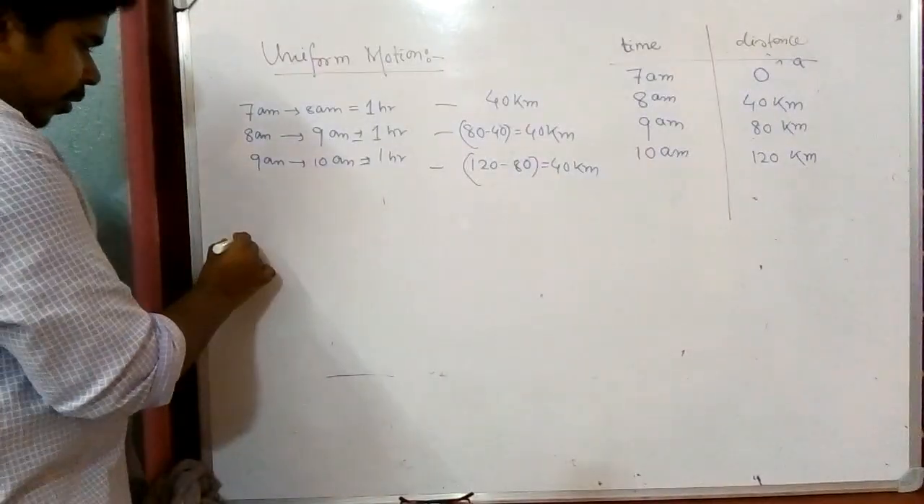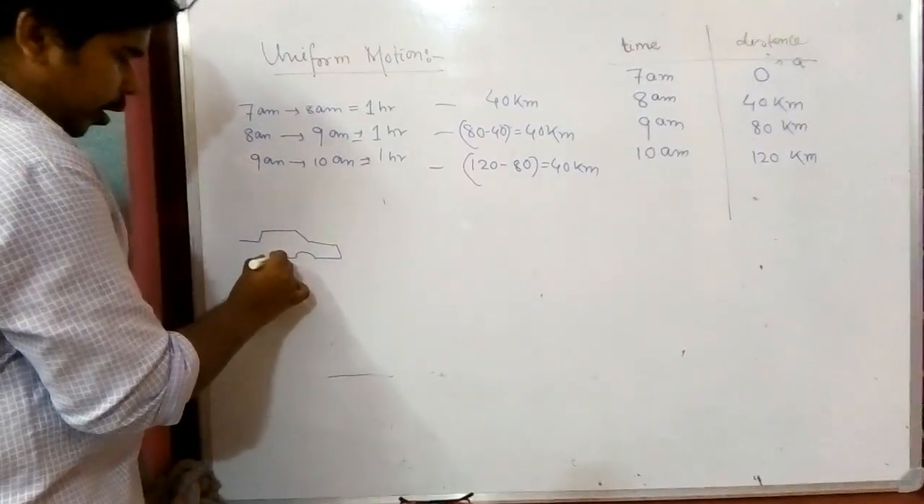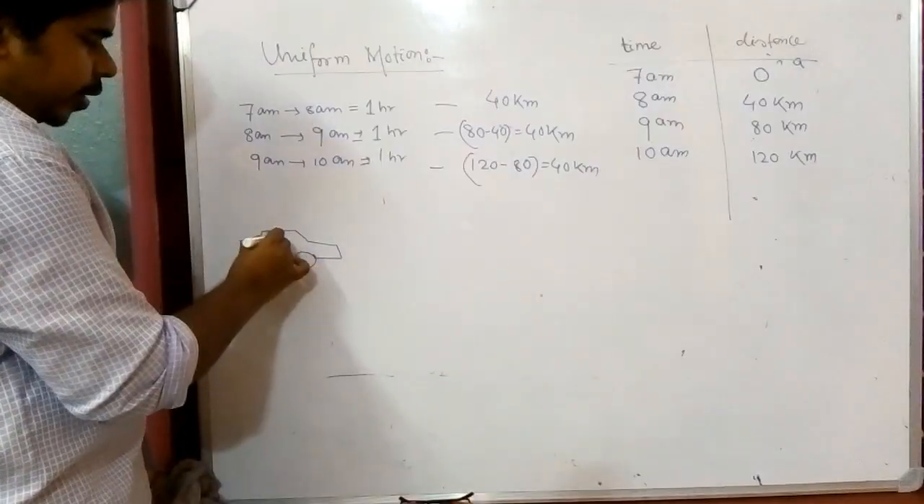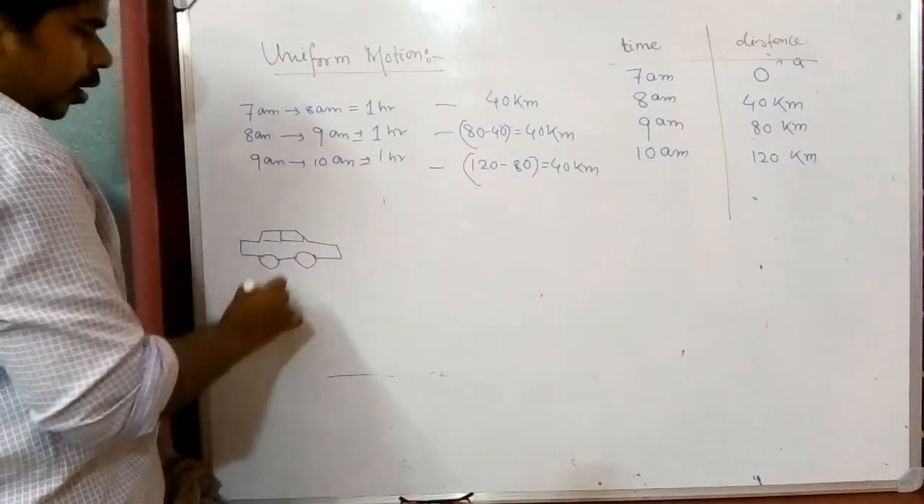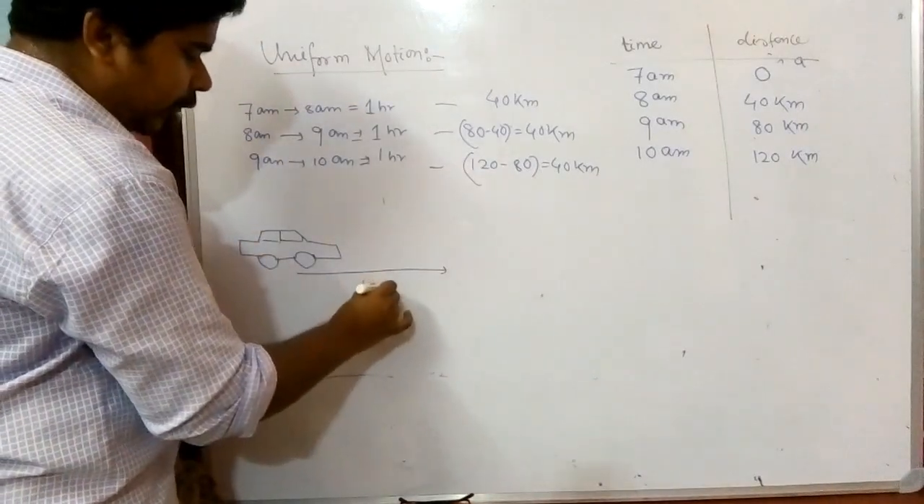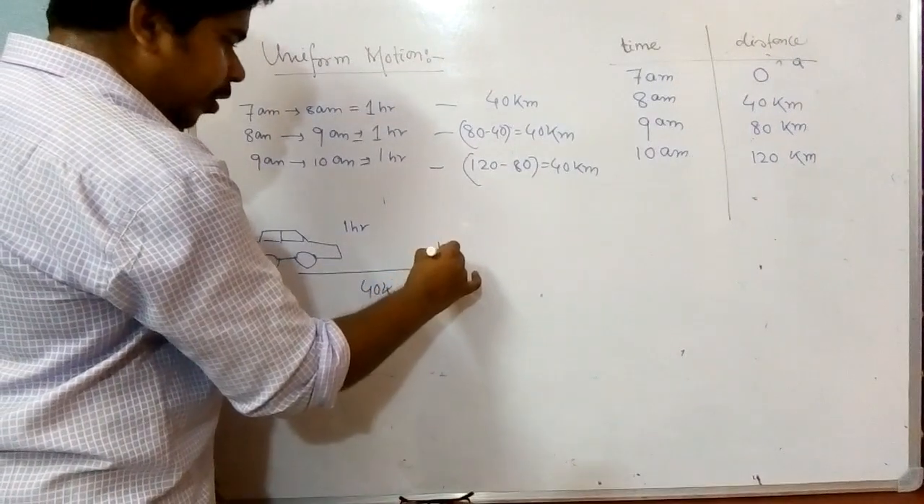So if I want to show you diagrammatically, assume that it is a car. Okay, so when it starts, after 1 hour it will cover a distance of 40 kilometers. So the car will reach here.